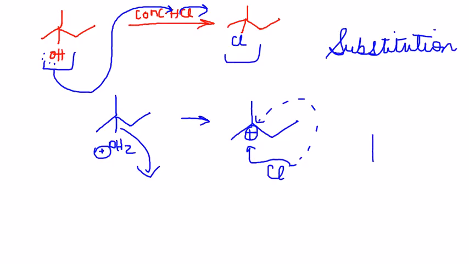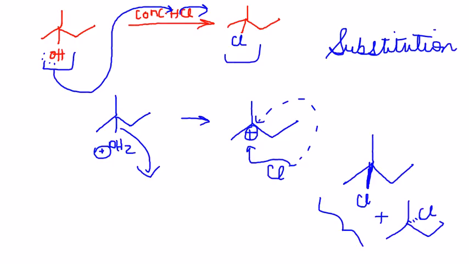And so your product is going to be, let's see, the Cl pointing towards us, that's my Cl, and the Cl is pointing at the back, and the other. Together we call this a racemic mixture. Of course, in this case there is no chirality, so we don't have to worry about that.